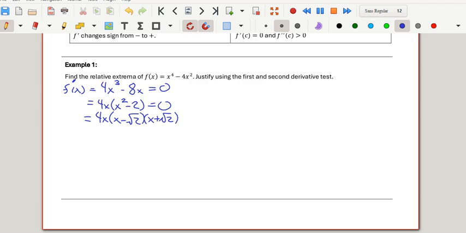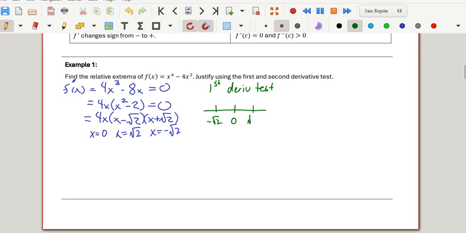So like we said, our critical values are x equals 0, x equals square root of 2, and x equals negative square root of 2. I need to do that for both tests. Let's do the first derivative test here in green. For the first derivative test, I need to make a sign chart. That sign chart needs a 0, a negative root 2, and a positive root 2. And I need a sign for each of these factors.